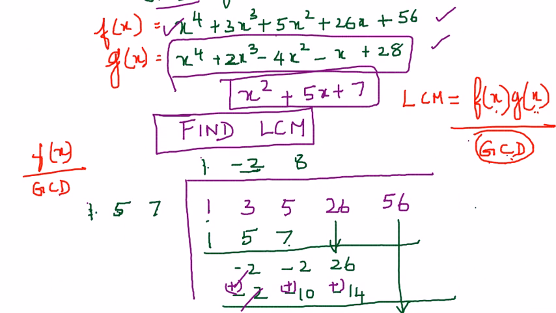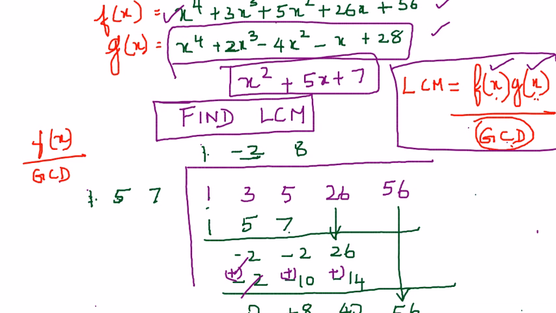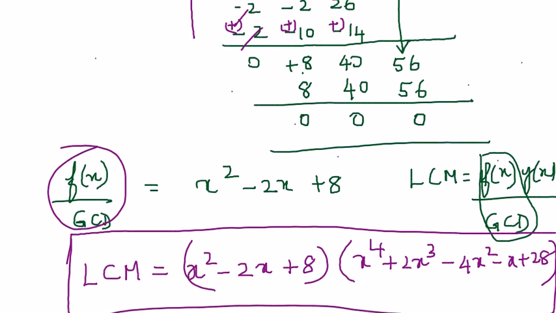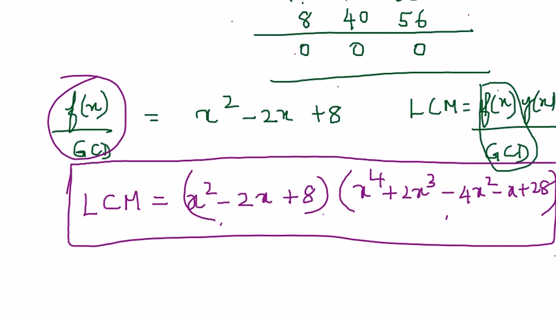So how did you do it? Remember the formula. LCM is f of x into g of x by GCD. You can take any term, either f of x or g of x, and divide it by the GCD. This is what we divided. Whatever quotient you got, you multiply it with the other term, in this case g of x, and that will be the LCM. Very simple sum for 5 marks. Don't miss it.